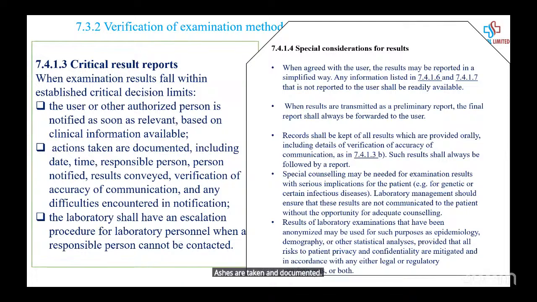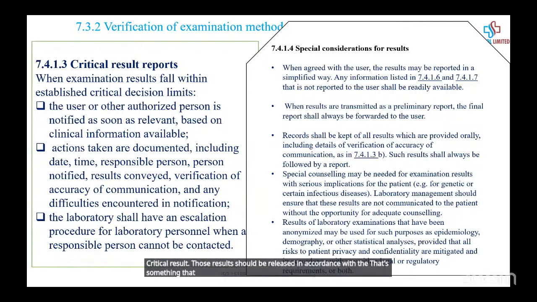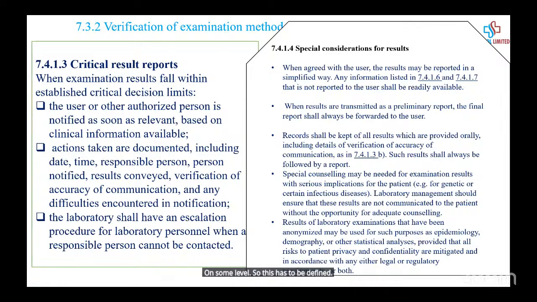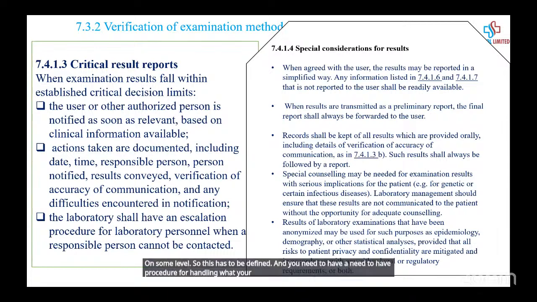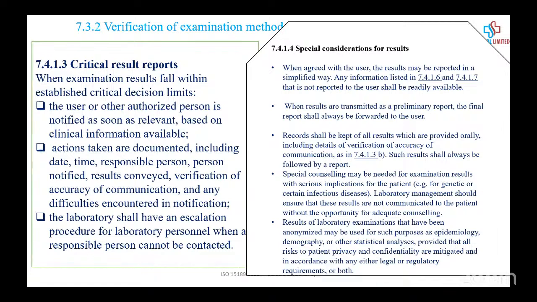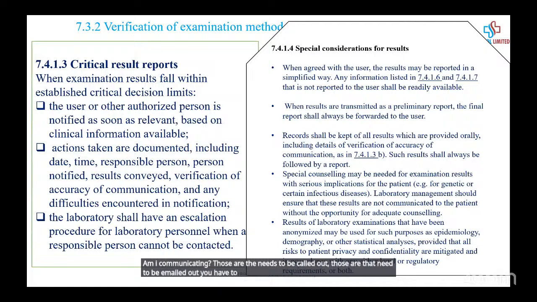So when you have critical results, those results should be released in accordance with the procedure. There are some that will need to be called out, things like cardiac markers, maybe blood cultures, and some levels. So this has to be defined. And you need to have a procedure for handling your critical results. Those that need to be called out, those that need to be emailed out. You have to have a procedure that best fits your organization for handling critical results.